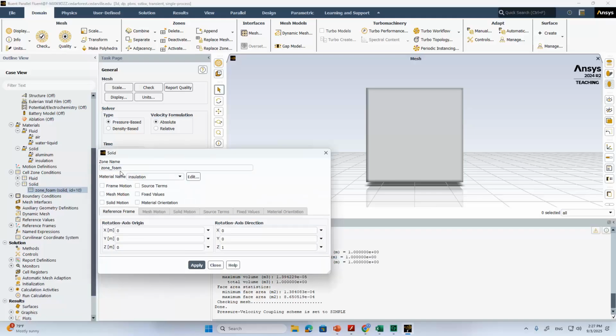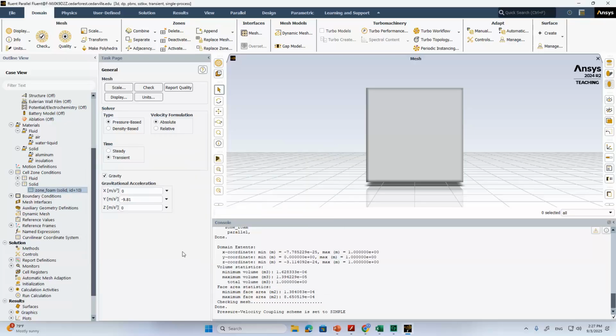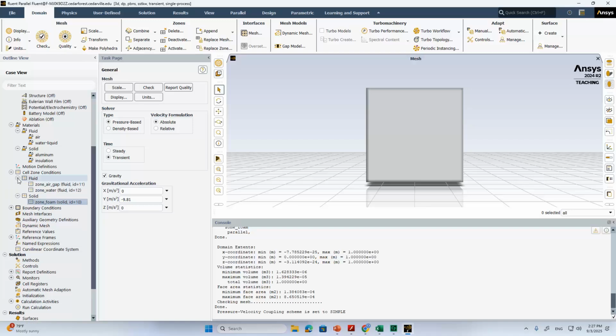Okay, you can see now it becomes solid. And the material name by default is insulation, which is correct. So apply and close. Okay, now we have 2 fluid zones, 1 solid zone.